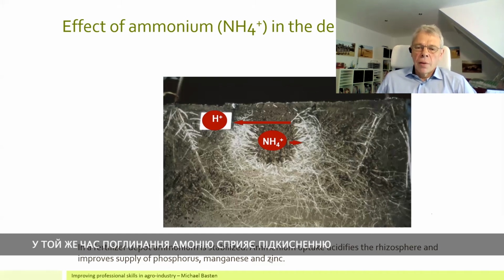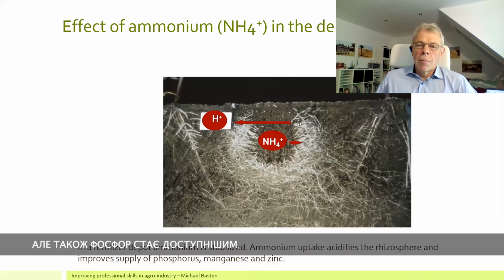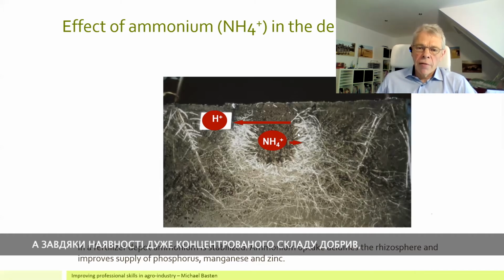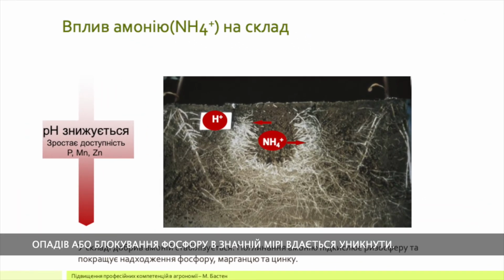At the same time, the ammonium uptake contributes to a kind of acidification close to the root surface, and by acidification at the root surface, the micronutrients become more available, but also phosphorus becomes more available. And by having a very concentrated fertilizer depot, the precipitation or locking of phosphorus is avoided to a large extent.